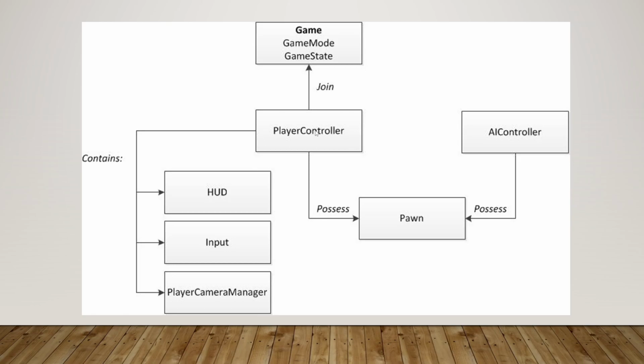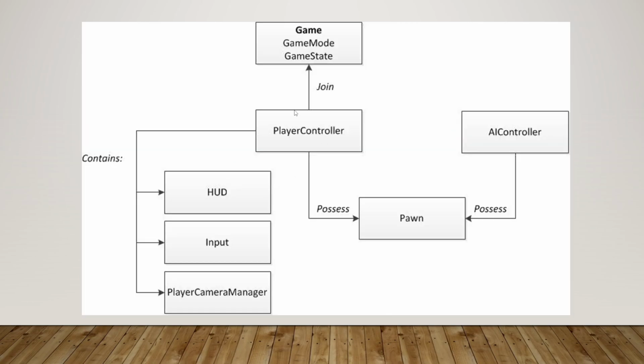So it would look like this. The player controller can join the game, because this is the player. It's not the pawn. The player controller can contain things like the HUD, input, and camera manager. In order for you to have a HUD, you have to let the player controller know that you're going to add a HUD to it. So now it owns a HUD. Then the player controller and AI controller can possess a pawn.